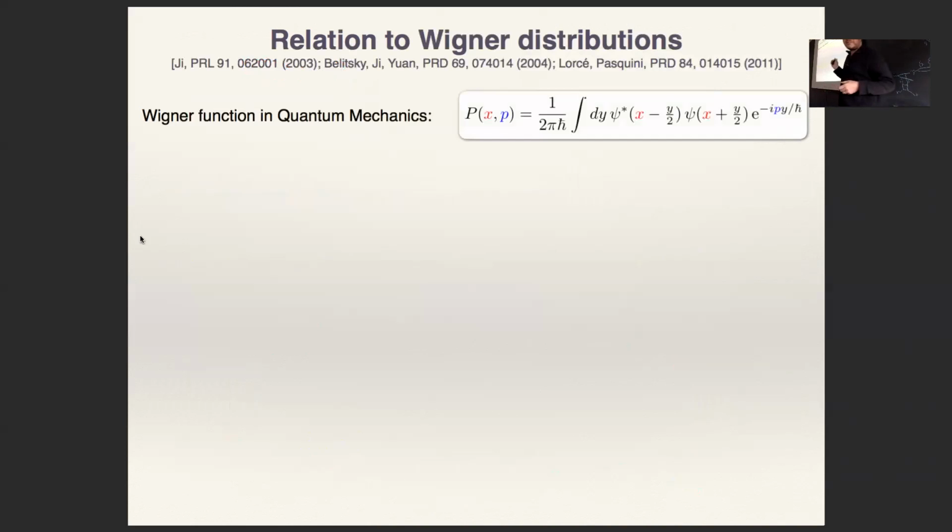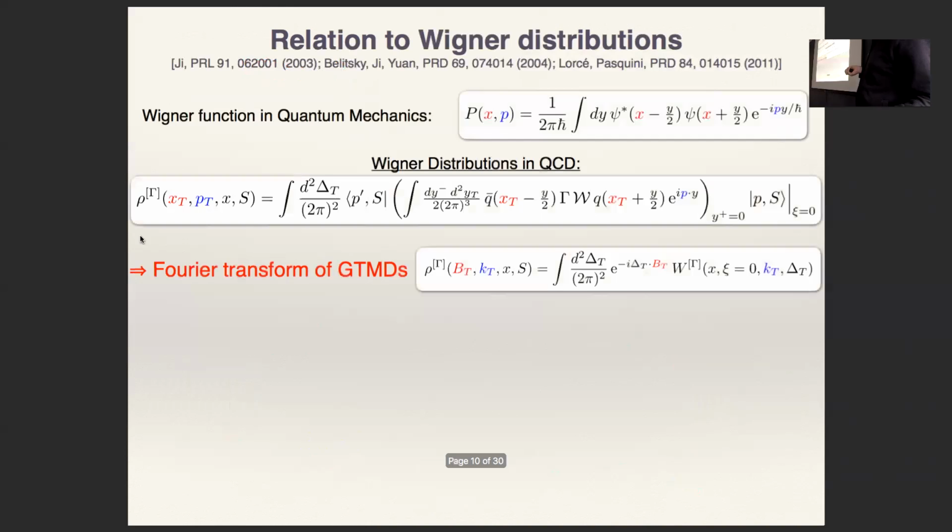So it's a nice concept in quantum mechanics. This concept has been translated by Ji and Yuan, and by Belitsky, in these papers to QCD, where you basically take this expression and you replace the wave functions by the operators. So you have q-bar q here, and then you sandwich this operator through an off-diagonal matrix element, and then translate this into impact parameter space at psi equal to 0, which was discussed by Matthias earlier. And this is how the Wigner function is defined in QCD.